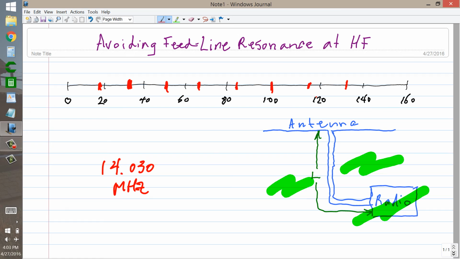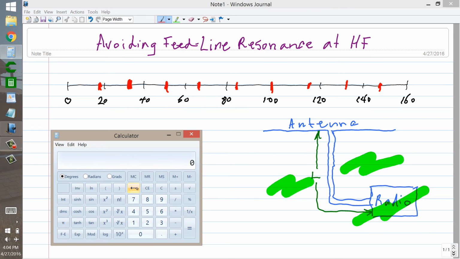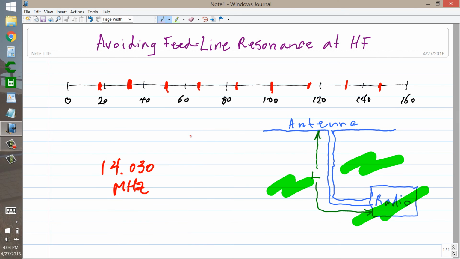You can use a calculator and figure this out. 14.030. Let's see. 234 divided by 14.030 equals 16.67, or about 16 2/3. Let's just call it 16.67, shall we?